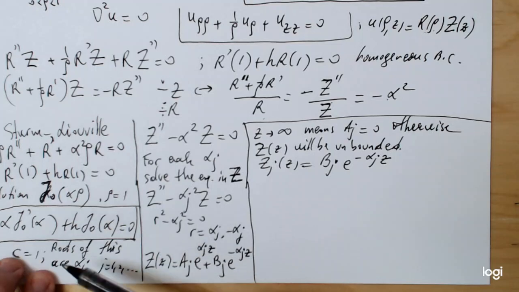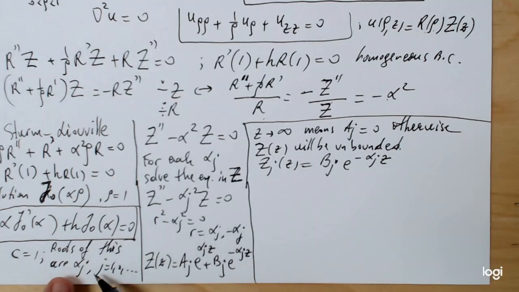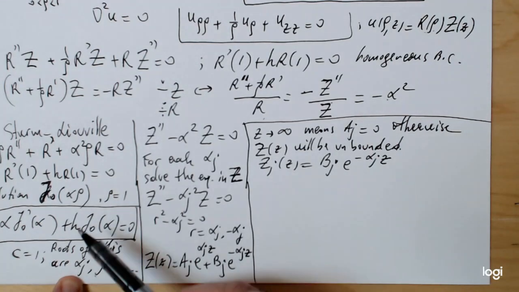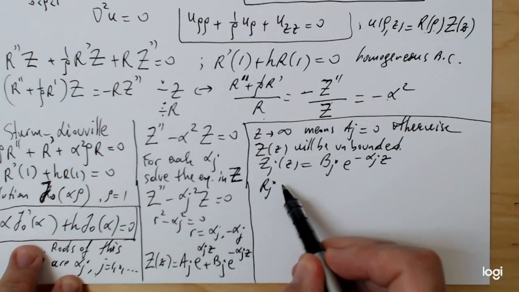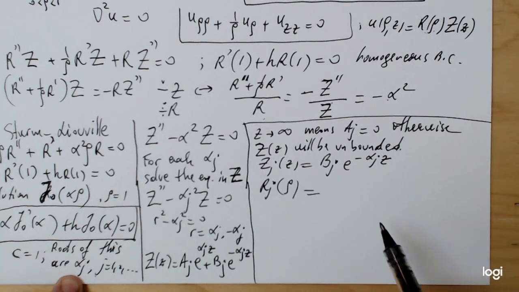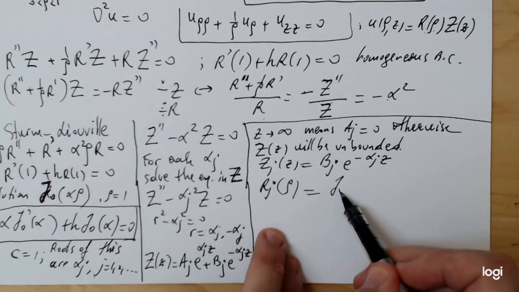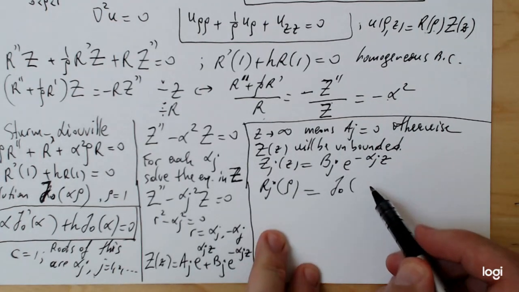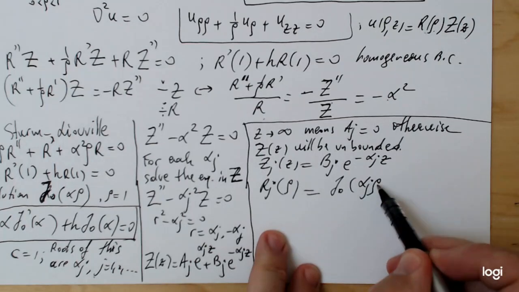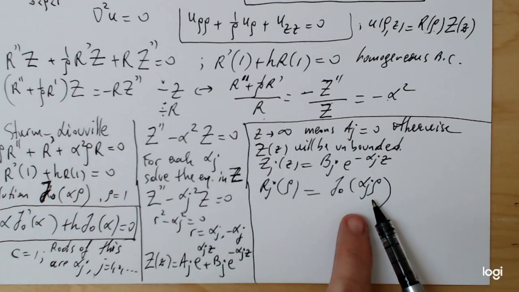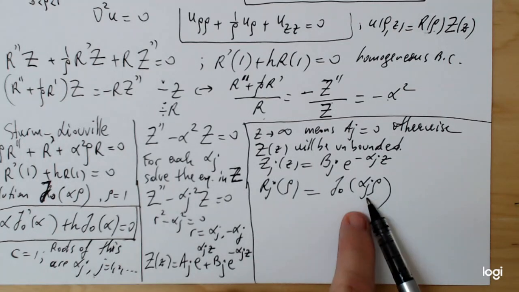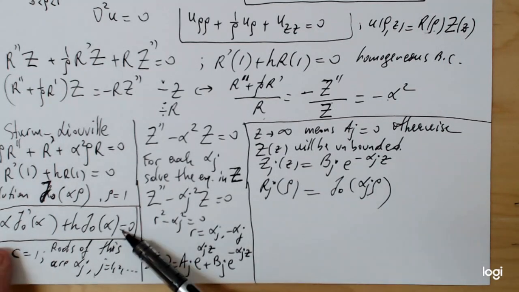One more time to review everything. You're going to have infinitely many eigenvalues. The corresponding solution of the Sturm-Liouville problem, let's label that with j as well. So R_j of rho will be J naught of alpha j rho, right? So that's the solution of the Sturm-Liouville problem in the form of a Bessel function with alpha j coming from this equation.